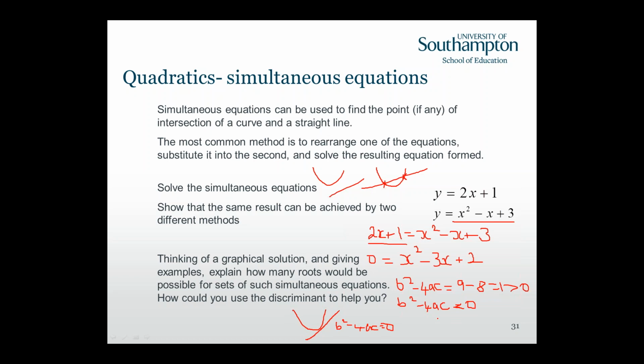So the discriminant can be useful. It doesn't actually tell you where it crosses at that point, but it's quite a useful measure before you set off working a load of stuff out, just to check what you're expecting and whether it's worth going. Because if it's less than 0 and it doesn't cross, you could be spending ages trying to solve it.